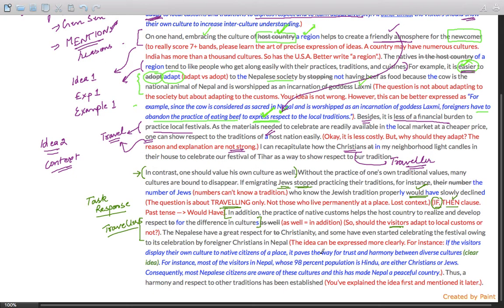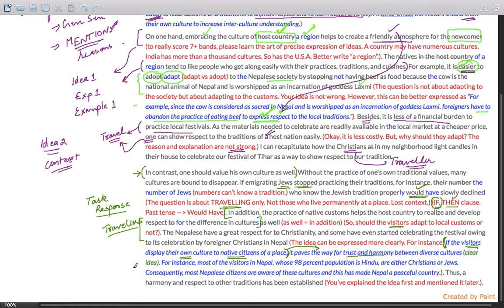So I've tried to correct it. If the visitors display their own culture to native citizens of a place, so the first thing is visitors, then there is their own culture to the native citizens of a place. So this is proper task response. It paves the way for trust and harmony between diverse cultures. So what will this do? The first part is for task response. The second is the impact, the reason why this should happen, because it promotes trust and harmony.